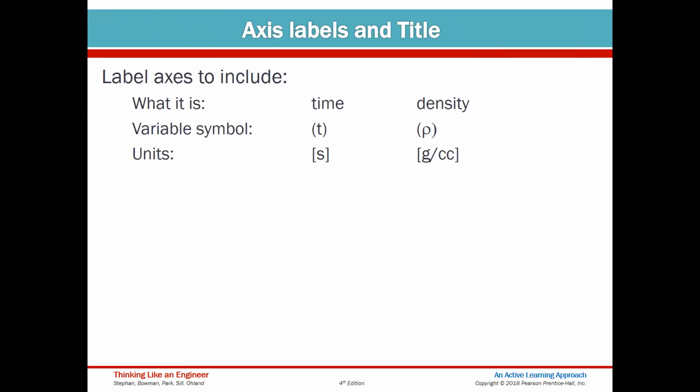And so we could also say we have density. Maybe density was our outputted or our ordinate variable. We used our Greek symbol rho in parentheses to represent density, and then our units for density are grams per centimeter cubed or grams per cc in our square brackets.